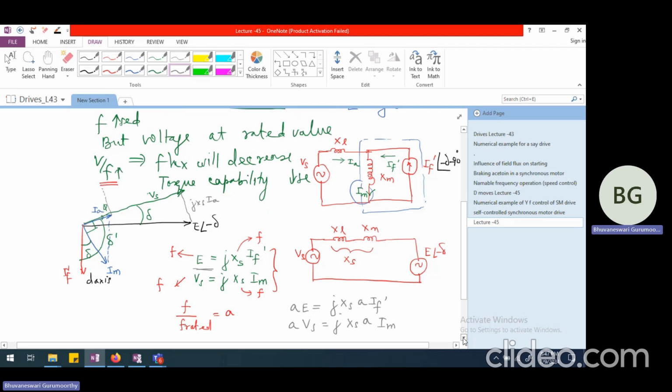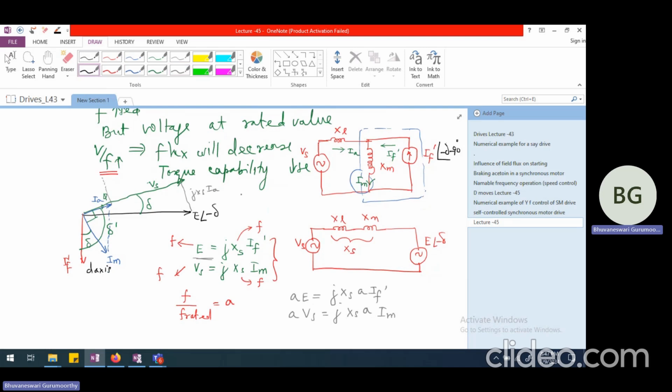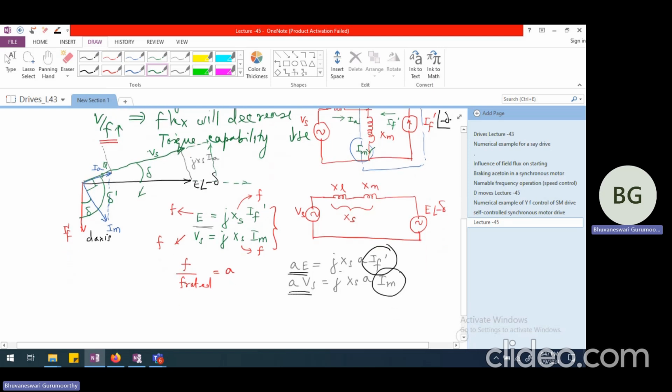So whenever the frequency changes, it is not going to impact the currents. It will only impact the voltages. So if the voltages are increased, we are going to have this extending further and further. This will also extend further and further. jIsXs will also extend further and further. So we are not going to have any variation in the currents, neither are we going to have any variation in delta.